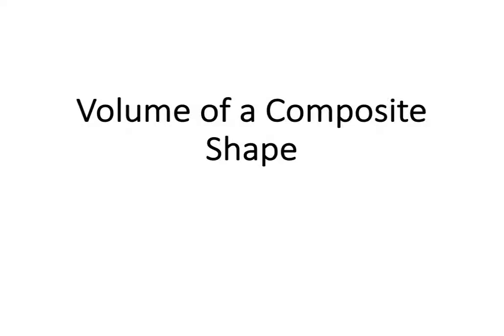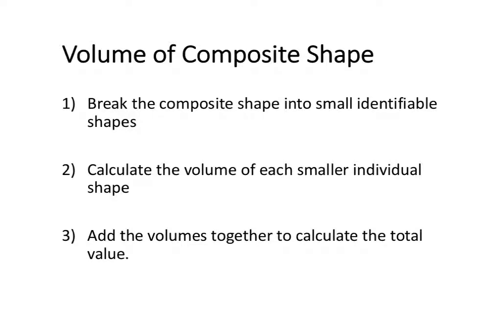In this video, we're going to have a look at how do we calculate the volume of a composite shape. Now, to calculate the volume of a composite shape, and remember a composite shape is a shape that involves two or more other shapes, the first step is going to be to break up the composite shape into smaller identifiable shapes. After you've broken it up into those smaller individual identifiable shapes, you calculate the volume of each of those individual shapes.